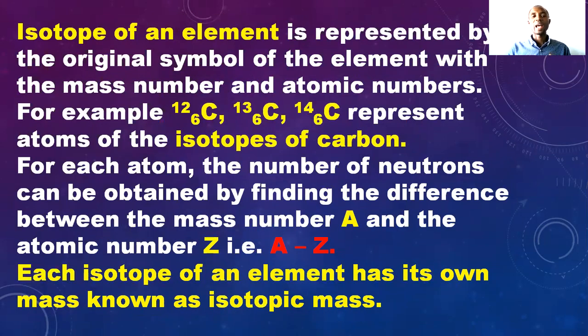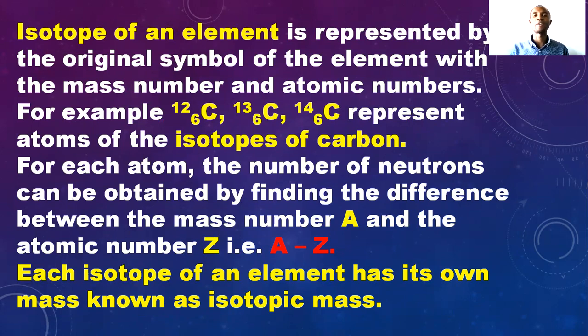Now, an isotope of an element is represented by the original symbol of that element with the mass number and atomic number given to it. As an example, as I said before, carbon we know is carbon 12. The mass number of carbon is 12. The atomic number is 6 because it is the sixth element in the periodic table.